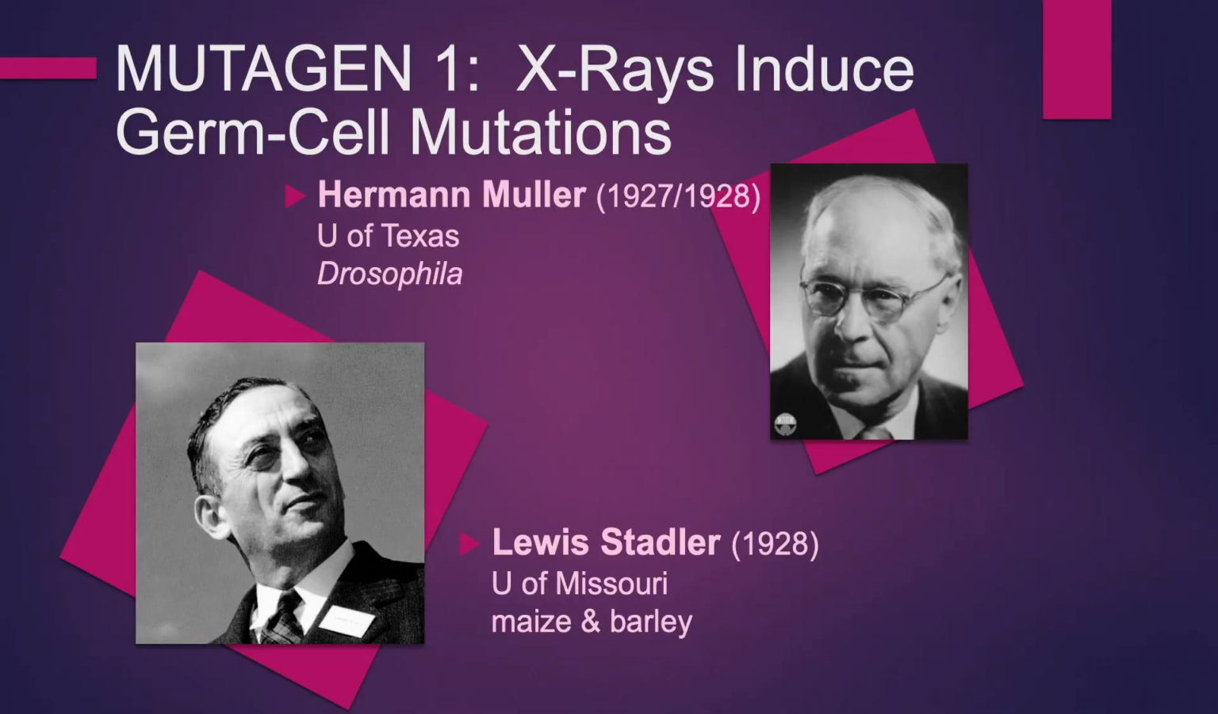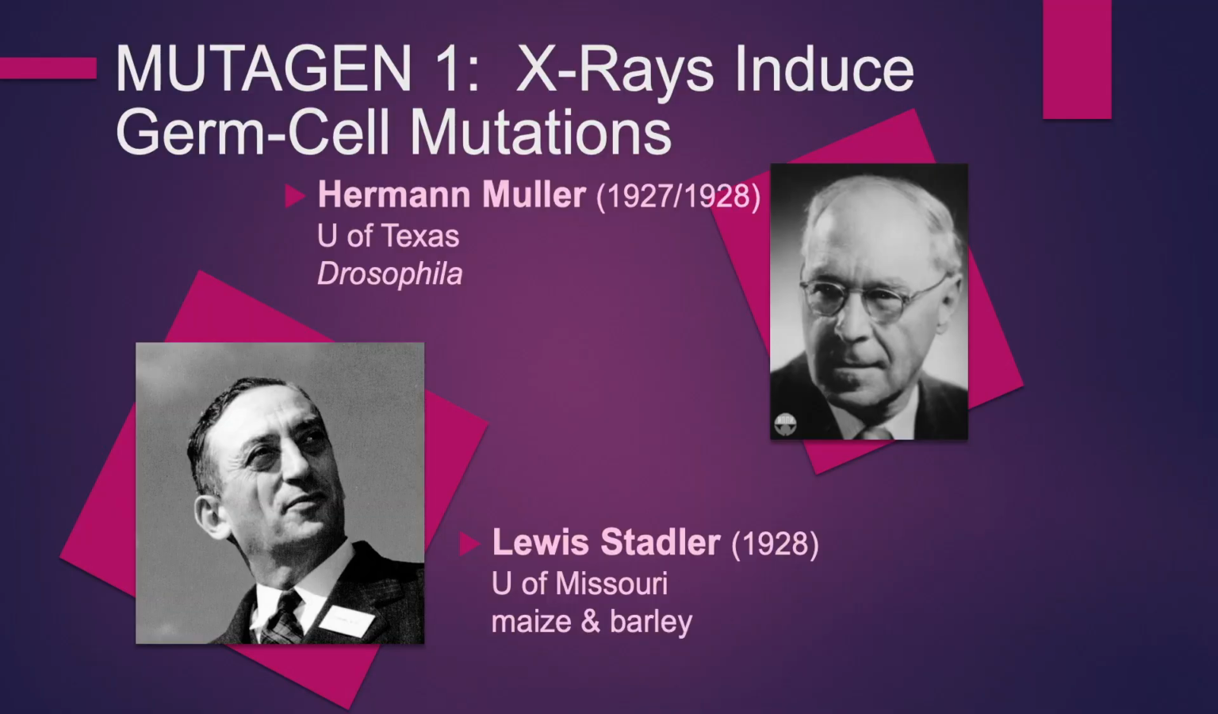Now, all of you know about the first mutagen. Obviously, X-rays, reported in 1927 in Science by Hermann Muller while he was at the University of Texas at Austin. What you may not know is that in that paper he has no data, no tables, no figures, no numbers, nothing. He simply claimed that X-rays was a germ-cell mutagen. He actually didn't publish the data until a year later in 1928 in PNAS.